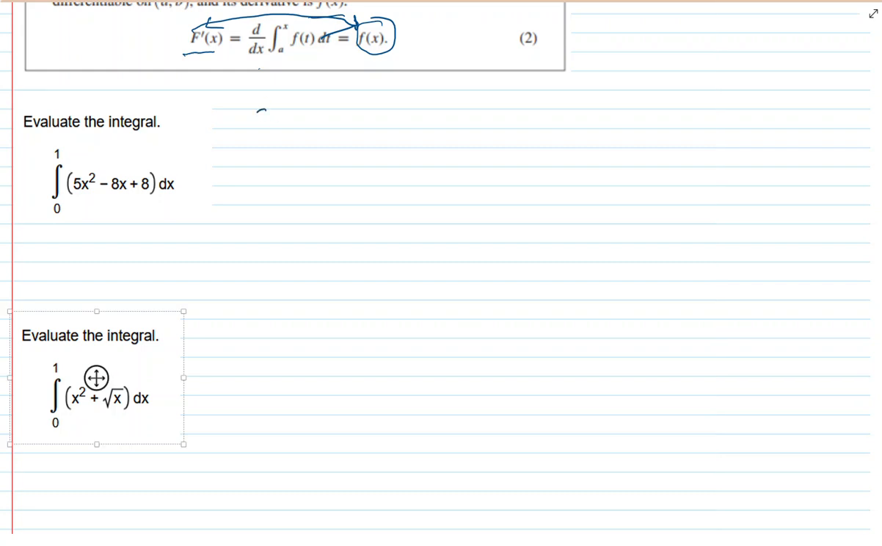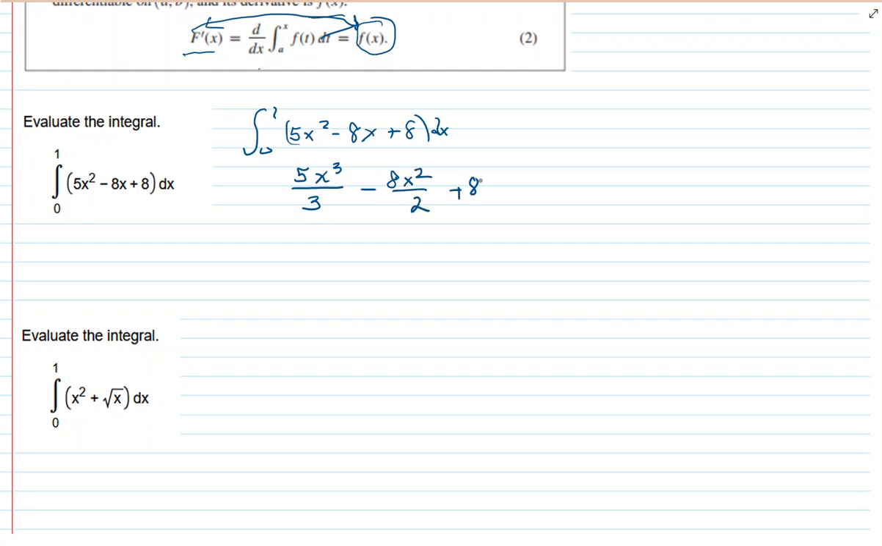So on this integral, from 0 to 1 of 5x squared minus 8x plus 8 dx, that's that small change, then I'm going to have 5x to the 3 divided by 3 minus 8x to the 2 divided by 2 plus 8x from 0 to 1. I'm going to clean it up. 5/3 x cubed minus 4x squared plus 8x from 0 to 1.